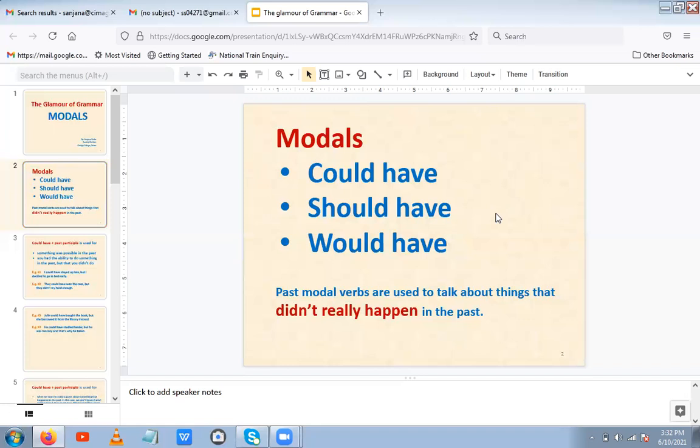Would have, no, should have. We can say that should have. I can make sentences like: I'm sorry that I'm late for work. I should have woken up earlier, but I was working late night. That's why I was not able to wake up earlier.